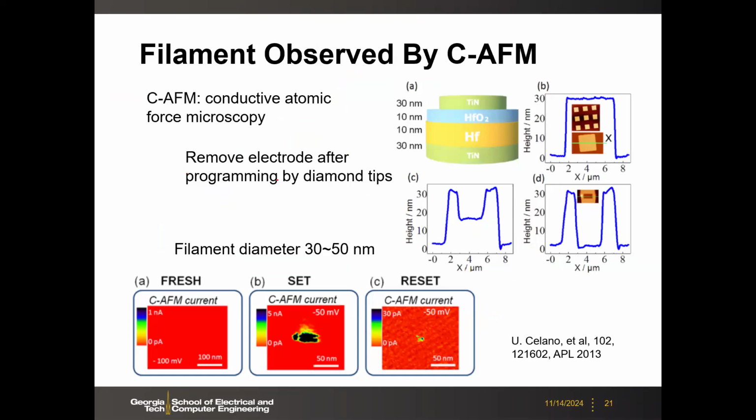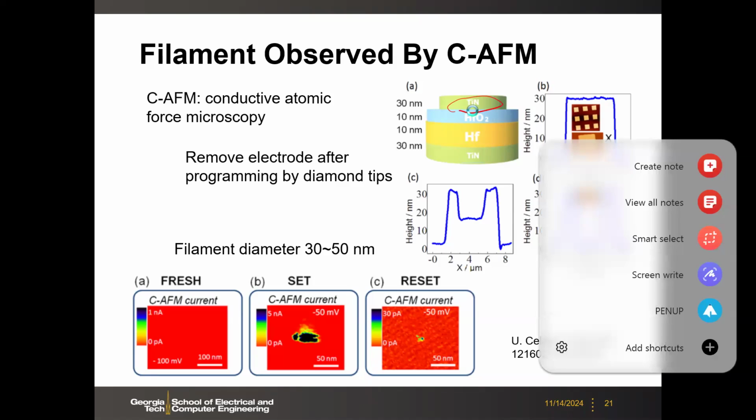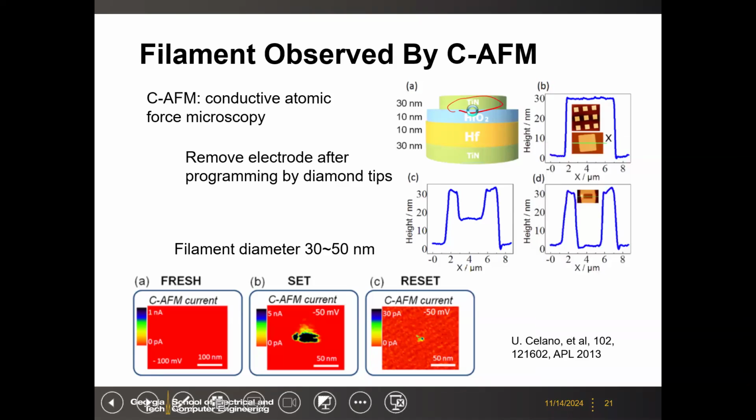And what they did here is, again, this is my IMEC memory stack. So they want to observe the filaments experimentally. So here they are going to program the cell, let's say do the forming, set, resets through the standard operation. And after each operation, they will peel off the top electrode. In this case, they do it from the bottom side. Anyway, they are going to peel off the electrode, remove the electrode through some very dedicated process.